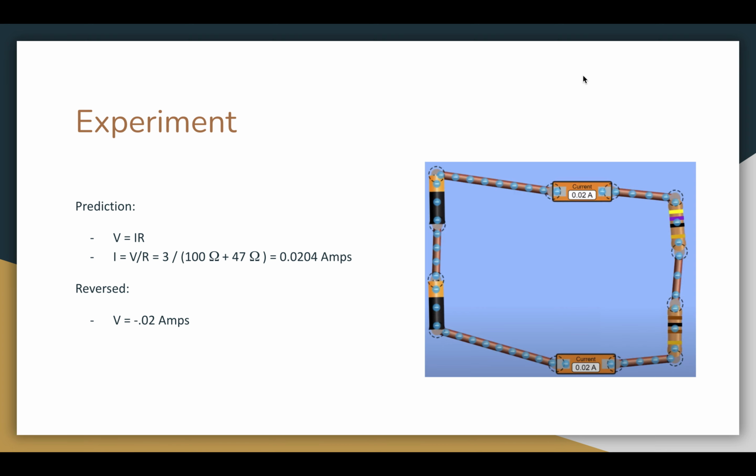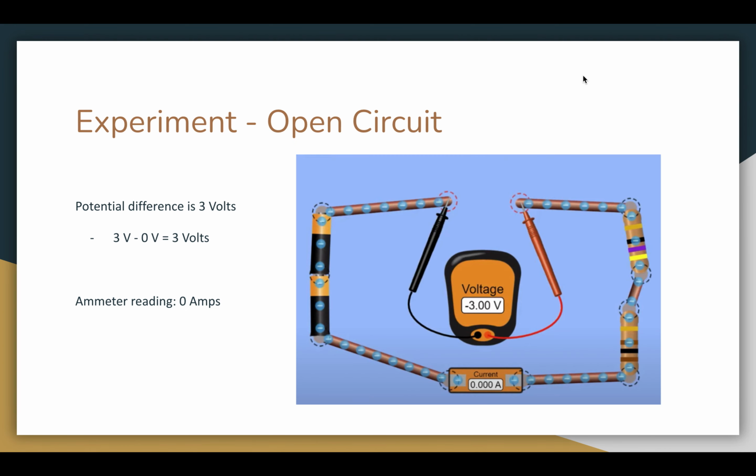The way I set up the circuit was by adding two batteries, and the battery total voltage is 3. Based on the voltage formula, I predicted the current to be 0.0204 amps. So my prediction was correct based on the experiment. When you reverse the connection of one of the ammeters, it becomes negative 0.0204 amps.